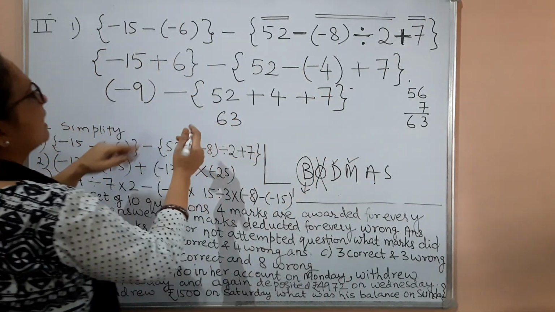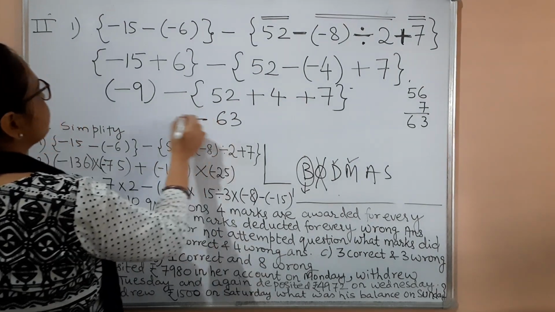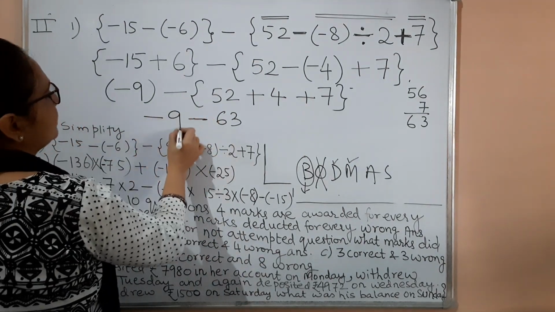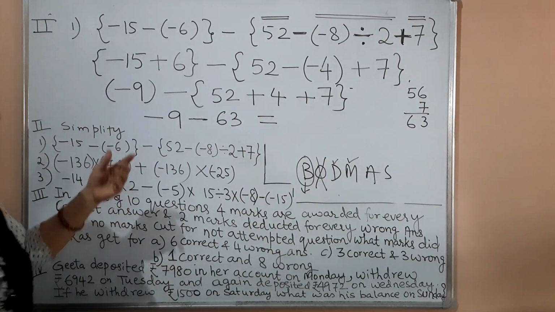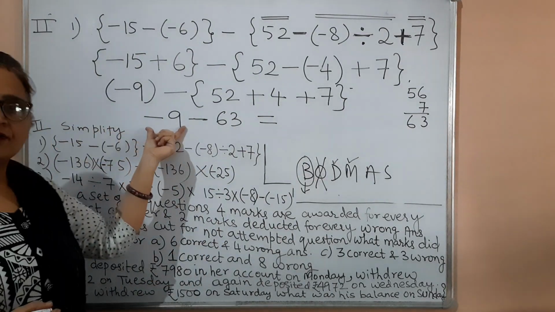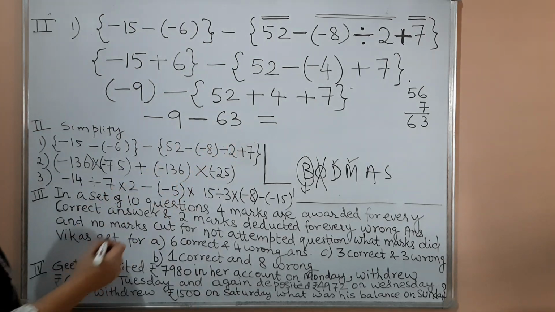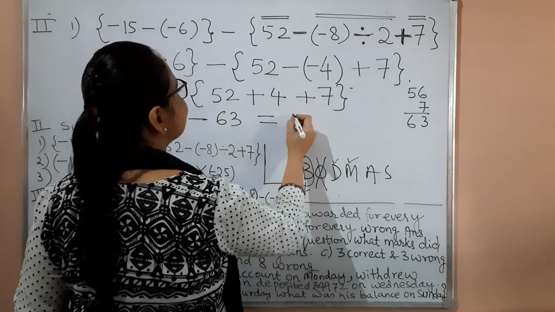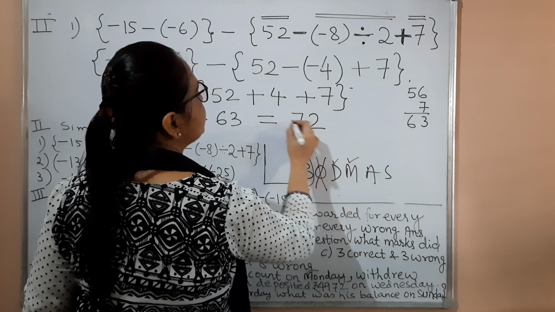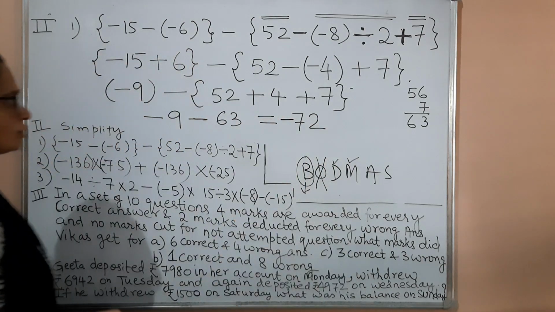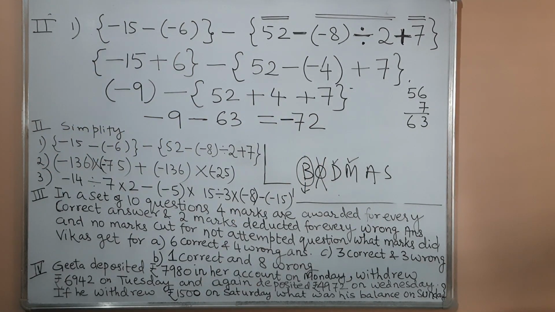So we have 63 as a positive answer. We can remove the bracket. We have a minus sign outside. We have minus 9. Now how to use our story? Our story says we have 9 rupees loss. We have 63 rupees loss. So overall the loss is 72. It is a loss, right? So this is the final answer of our first simplification.